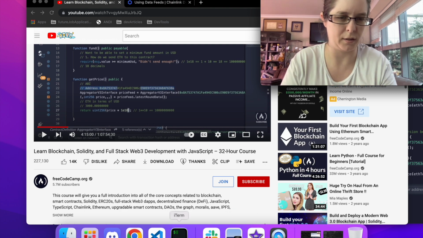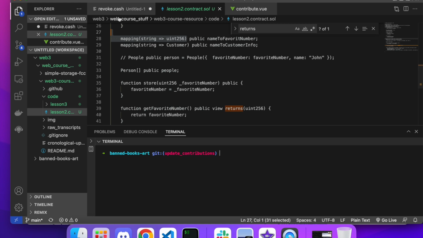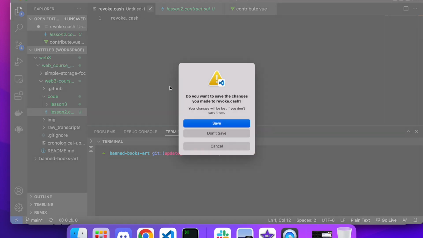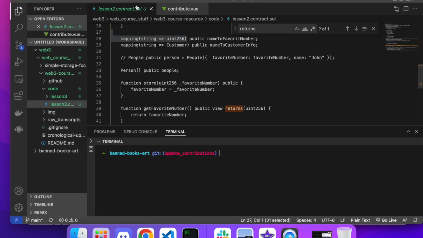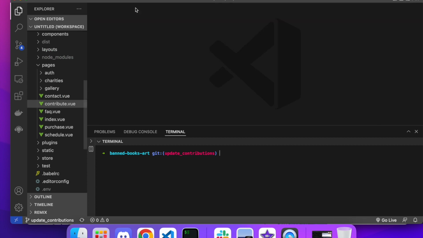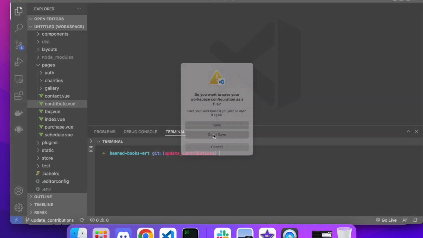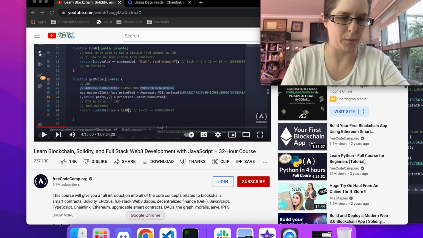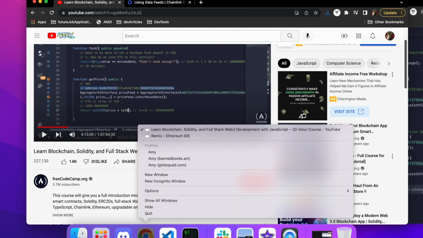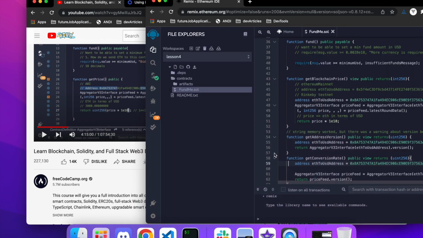That's because I saw this and it's asking me if I want to save, and we don't need revoke.cache right now. I'm going to write that down though, and then never see it again. So don't save. We don't care about that. We are just trying to get back to the Remix over here.